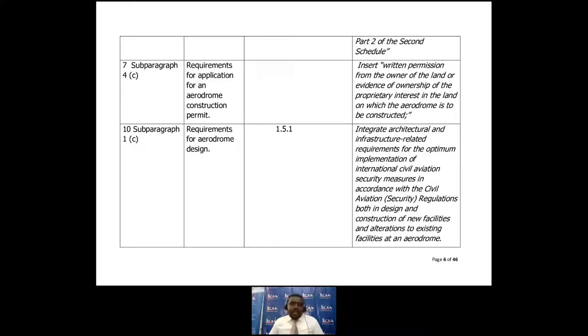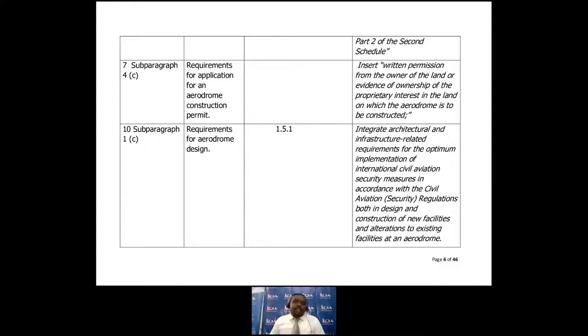And then the next change was in regulation 7, sub paragraph 4C, that is on the requirements for application of an aerodrome construction permit. There was an addition there. We inserted the words written permission from the owner of the land or evidence of ownership of the proprietary interest in the land on which the aerodrome is to be constructed. This provision was not in the previous regulation when somebody is applying for aerodrome construction permit. And there was need for us to safeguard the interests of land owners.